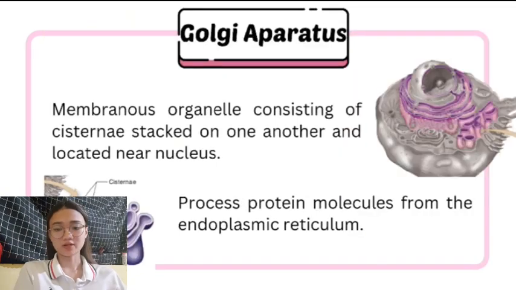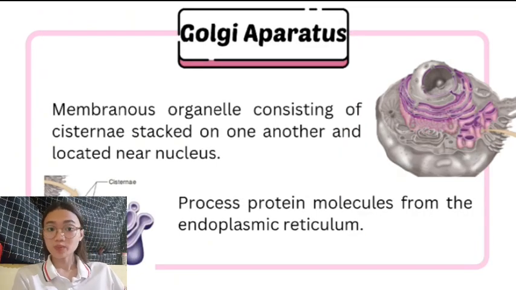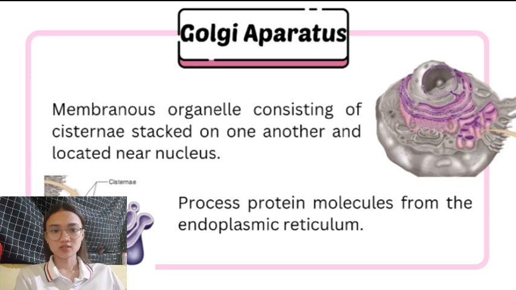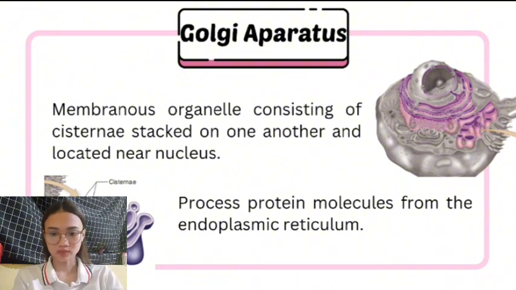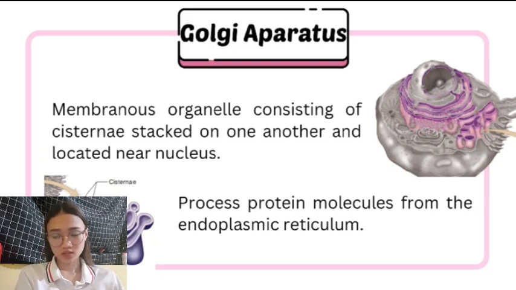Next, we have the Golgi apparatus. It is a membranous organelle consisting of two cisternae stacked on one another and located near the nucleus. Sometimes it's called the Golgi complex. It processes protein molecules from the endoplasmic reticulum. So, si Golgi apparatus is involved in processing and packaging molecules, or yung proteins that are synthesized by the ribosomes on the rough endoplasmic reticulum.